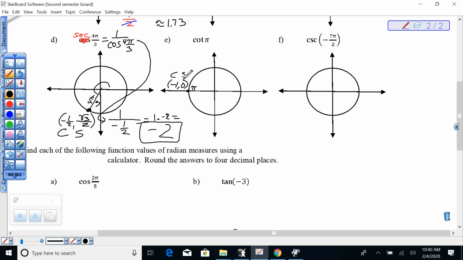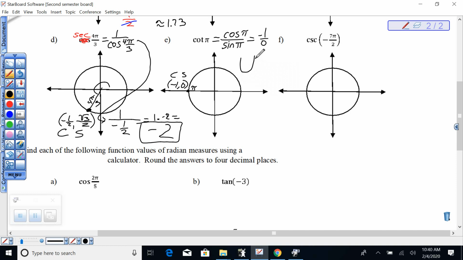And cotangent, if we deconstruct it or decompose it into terms of cosine and sine, is a reciprocal of tangent. Tangent is sine over cosine. So cotangent is cosine of pi over sine of pi. Okay, so that's x over y. So that would be -1 over 0. Can I have that? No. So guess what? The cotangent of pi is undefined.